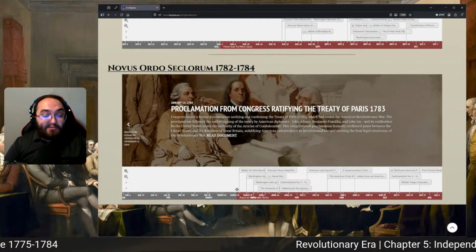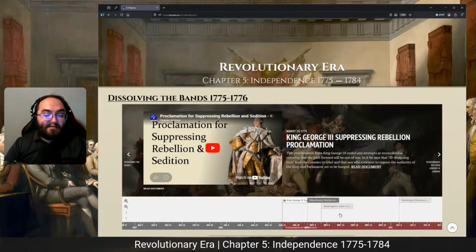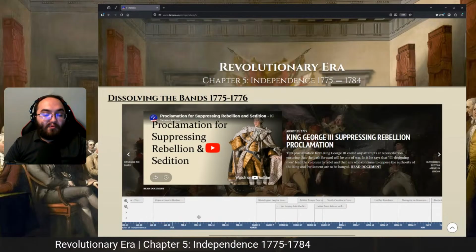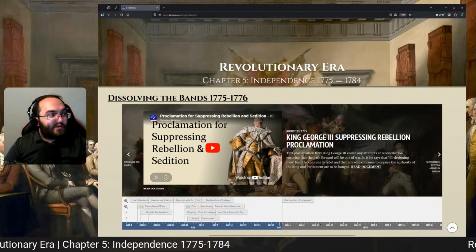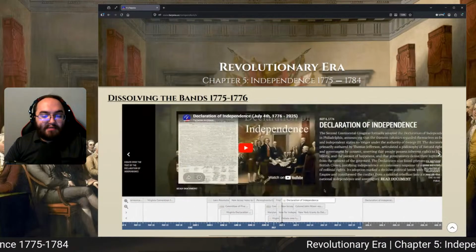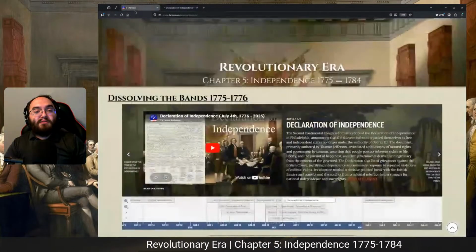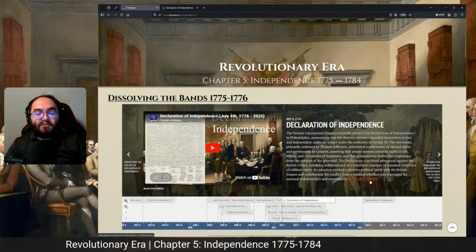So this will conclude the revolutionary era. It concludes this chapter on independence. And right before I end the live stream, I'm actually going to read the entire text of the Declaration of Independence. So on the timeline, you have these read document buttons.